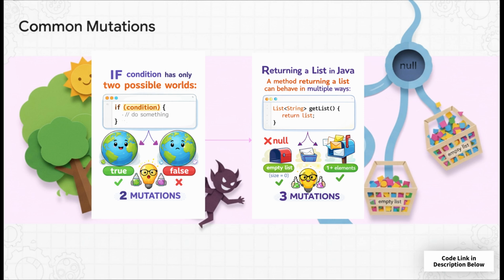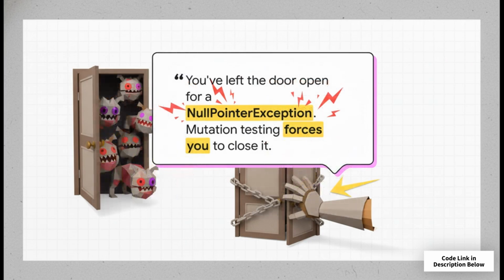Second, and oh boy, this is a big one we see all the time in Java, a method that returns a list. That's not just one path. It could return null, it could return an empty list, or it could return a populated list. Those are three totally distinct realities your production code could face. And this just nails the danger perfectly. If your test only asserts that the returned list isn't empty, a mutant that changes the return to null will survive. Your test will keep on passing, but in production, that exact scenario causes a null pointer exception that brings your entire application to its knees. Mutation testing finds that wide open door and forces you to write a test that slams it shut for good.